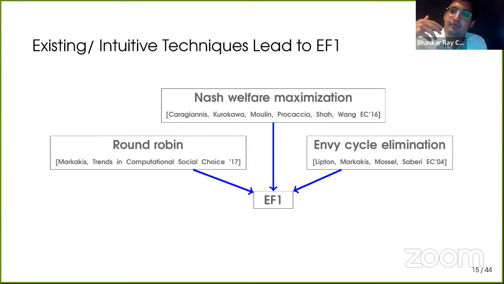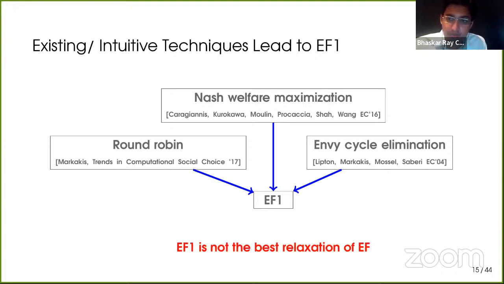Envy cycle elimination is kind of a generalization of this, where you don't have an ordering among the agents just based on the valuation function, but you have an ordering based on envy, and you have this concept of envy graph. But there are much more intuitive and natural techniques which will also lead you to this fairness notion. And an alternative way to get it is also to generalize the techniques from the divisible good setting, which will also give you this fairness with efficiency. Okay, so Nash welfare maximization will give you EF1 with efficiency. And unfortunately, this is not where the story of discrete fair division ends. Quite the contrary, this is where it begins, because EF1 is not the best relaxation of EF, right? We can come up with definitions which are better than EF1.